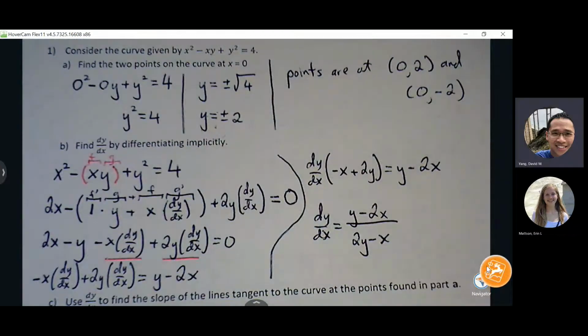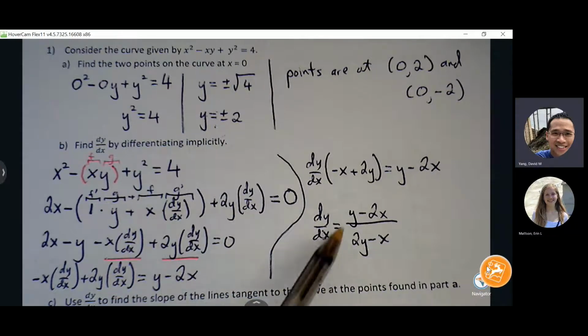Okay, the order that you put your terms in is not that important. I can say negative 2x plus y, I can say y minus 2x. The bottom, I can say negative x plus 2y, I can say 2y minus x. Okay, there's my derivative.